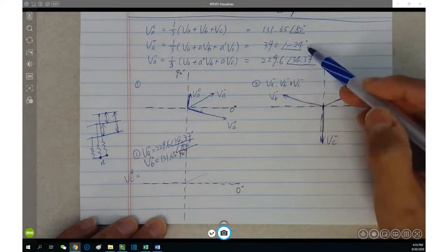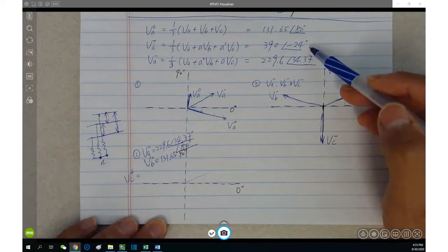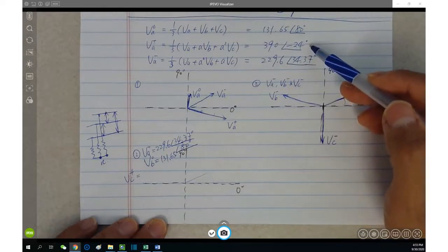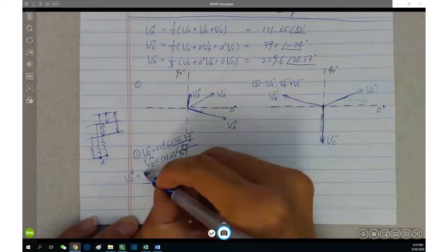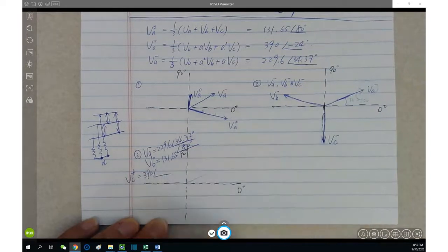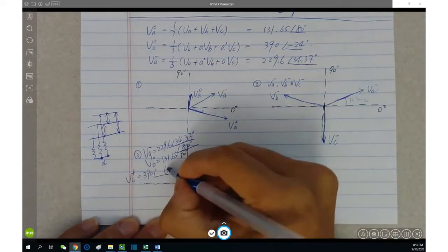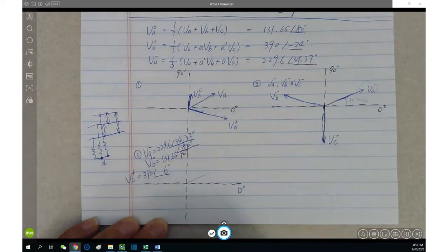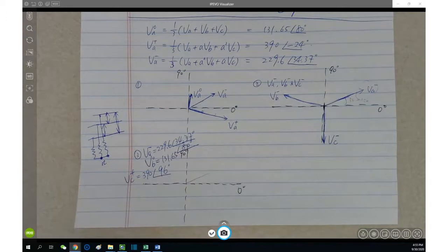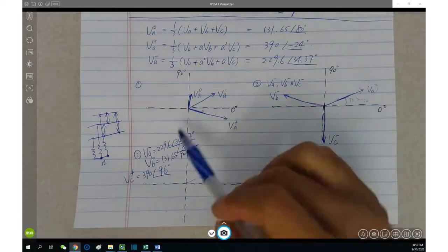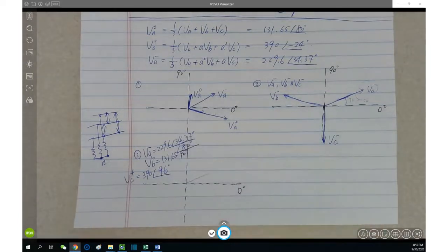However, the phase angle, you need to do what? The positive sequence, plus 120 degrees, right? Does it make sense? Any questions regarding these three vectors?